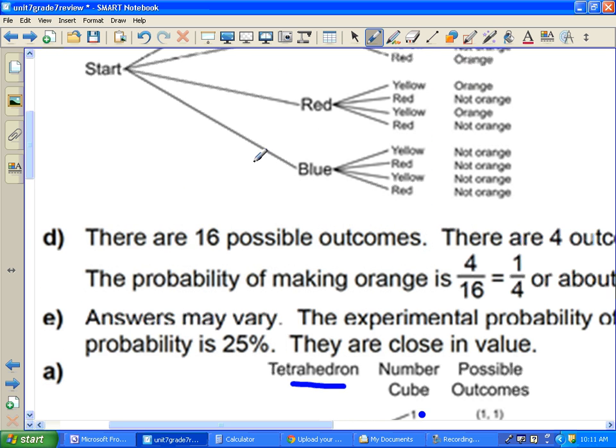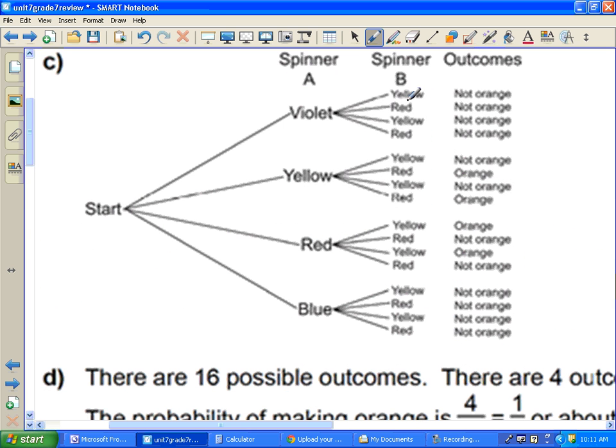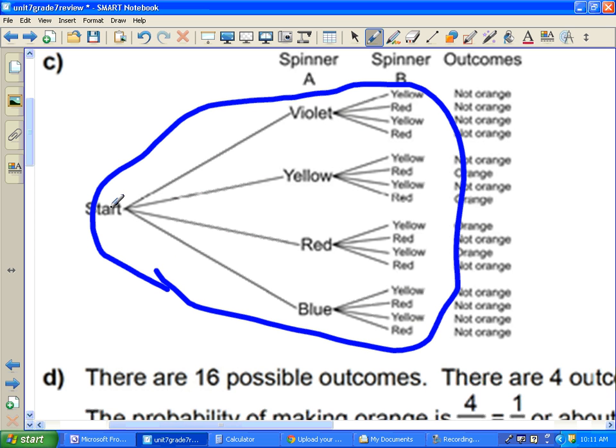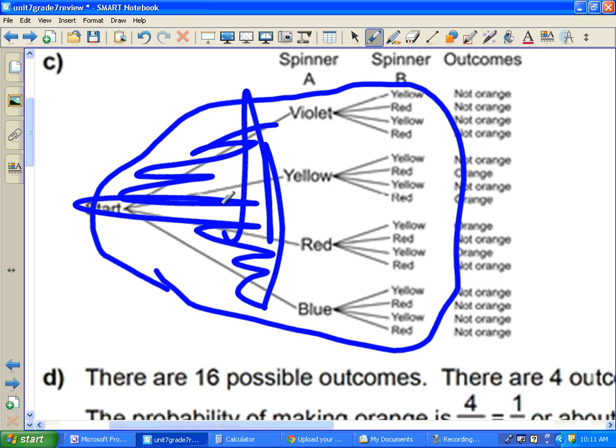And in the previous question, I already did this one, as you can see. This is what I drew. Now they put start here at the beginning, but most of the time you don't see that part. You just see your 4 possible outcomes. We only wrote down V, Y, R, and B for our first one.